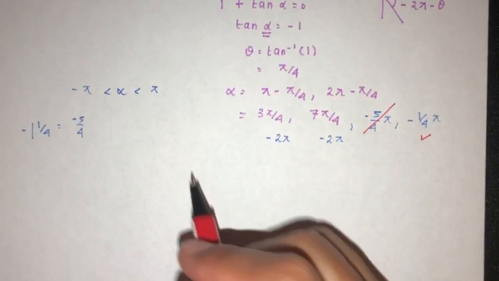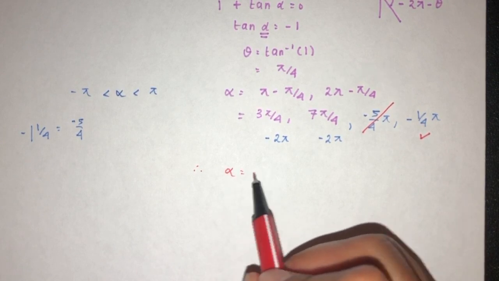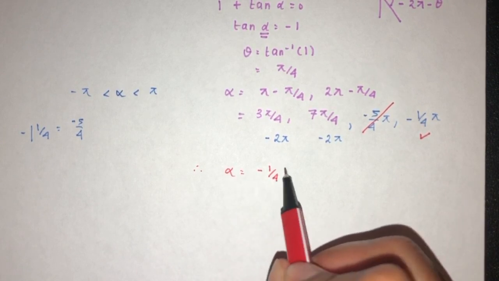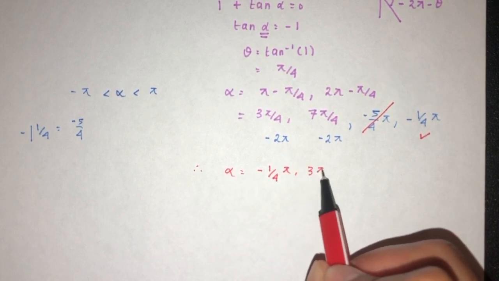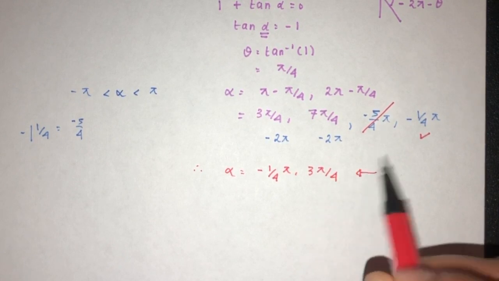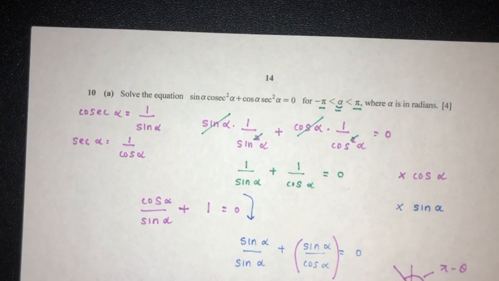So in the end, you will have two values for alpha. Alpha will be minus 1 over 4 pi and then 3 pi over 4. And that is your question 10 part A.